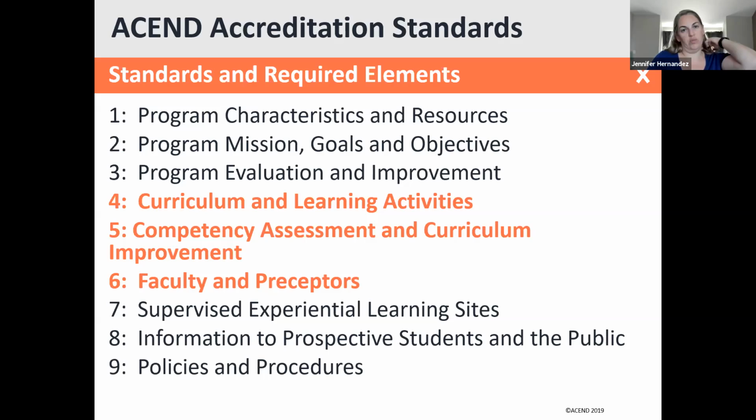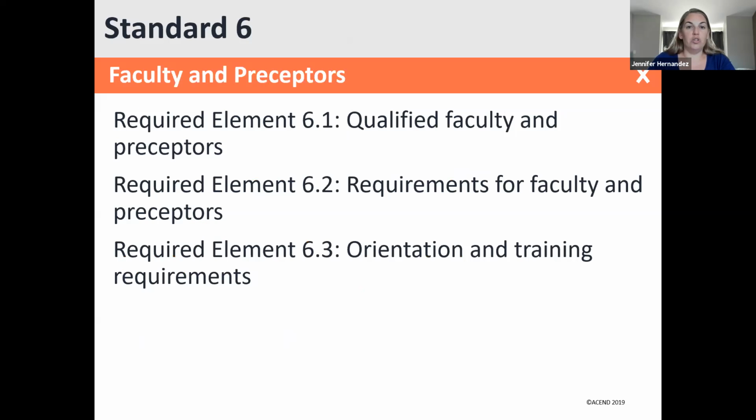Within the Future Education Model, there are 9 standard areas, and we are going to talk about 3 of them in depth. You are welcome to read through the other 6 that we are not going to talk about, as they are attached to this training course. We are going to jump to Standard 6, which is the one that directly relates to faculty and preceptors. And there are 3 required elements to this standard.